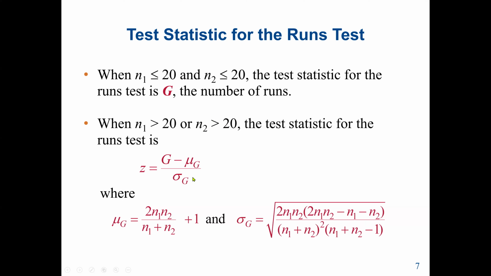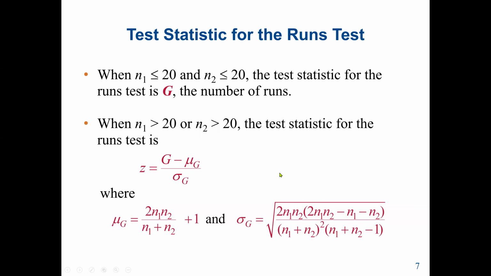And we have a special formula here to find the mu G, which is 2 times N1 times N2 divided by N1 plus N2, plus 1. And the standard deviation G will be the square root of 2 times N1 times N2, parenthesis 2 times N1 times N2, minus N1 minus N2, divided by N1 plus N2 all squared, multiplied by N1 plus N2 minus 1. So again, this is the formula for the test statistic.